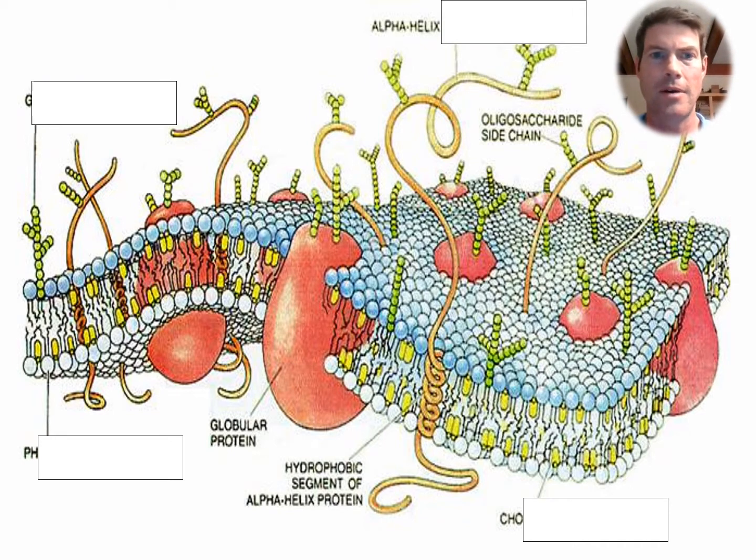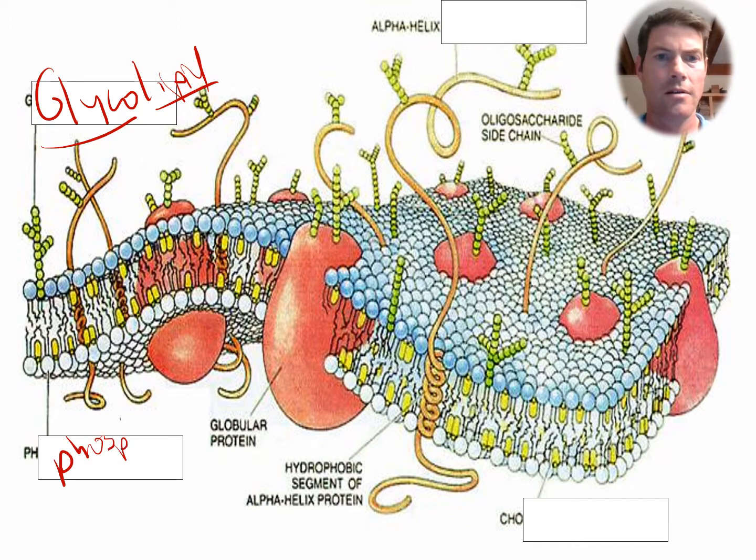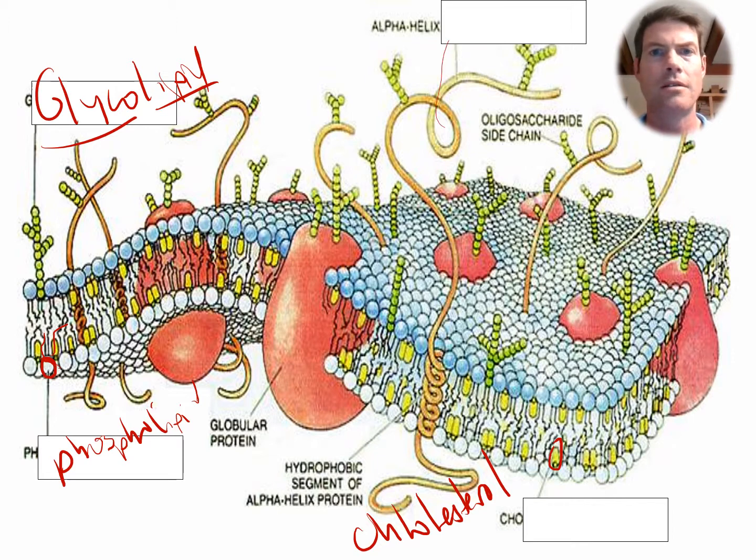Okay, so here's your basic model. Here's a glycolipid. Glyco means sugar, lipid meaning fat, and here showing the phospholipid. You know, the head and then the tails right there. Cholesterol, this little chunk here. Normally we think of cholesterol in negative terms, but we need cholesterol. Oh, alpha helix protein.